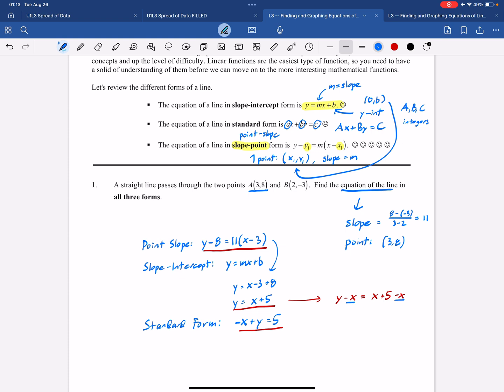That means that this was an 11. This was an 11. And then when I move it over, it's going to be a negative 11. So I'm really glad I checked. Okay. Let's just clean this up too. So this was 11x. Okay, good.